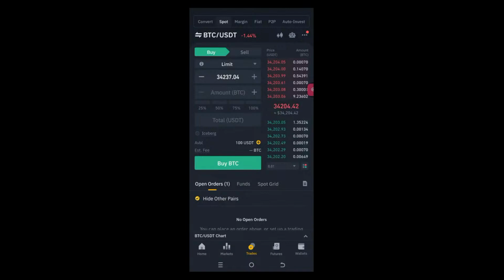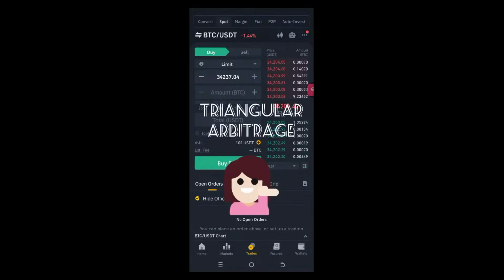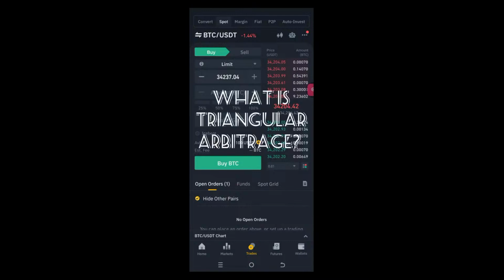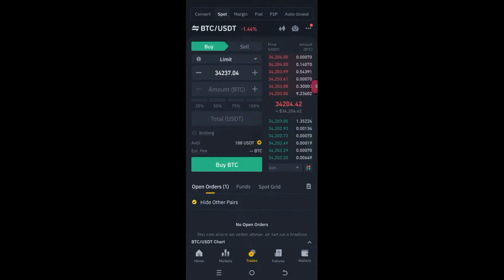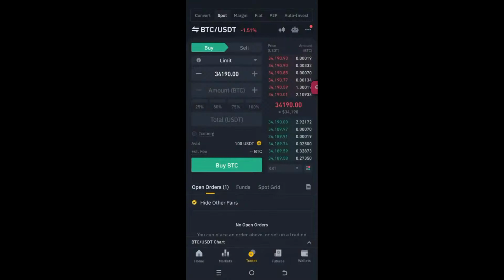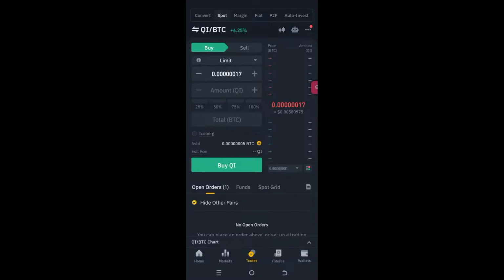Let's start with triangular arbitrage. We're currently on BTC USDT. The starting point is, what is triangular arbitrage? I'm going to choose one of the coins here as an example. Triangular arbitrage just means you're taking advantage of the disruptions and imbalances in the market. It's like you're looking for bargains and making profit off the little imbalances in the market.